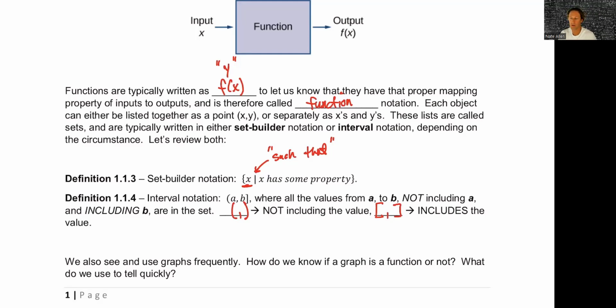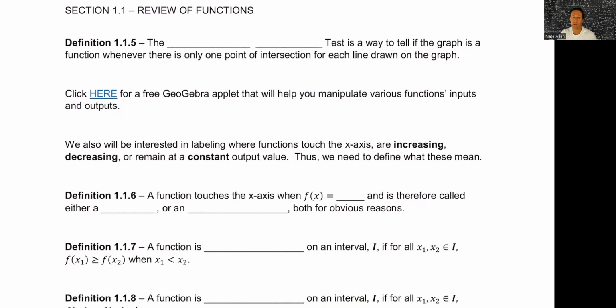And we also want to talk about how we know whether something is a function given its graph. So here's a few more definitions for you. Definition 1.1.5. What are we talking about here? How do we tell if a graph is a function? Well, remember, in order for something to function correctly, one input, one output.